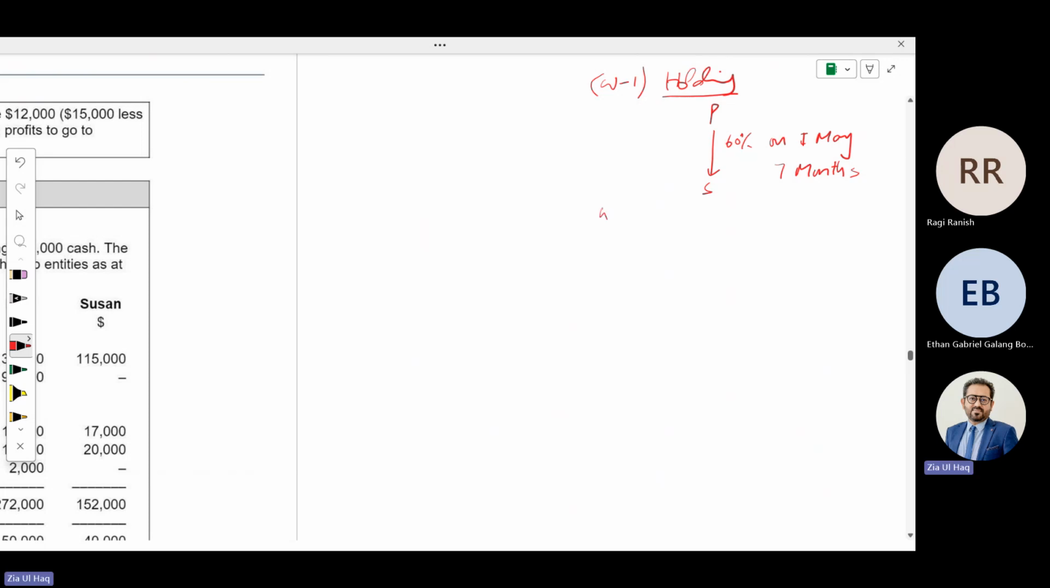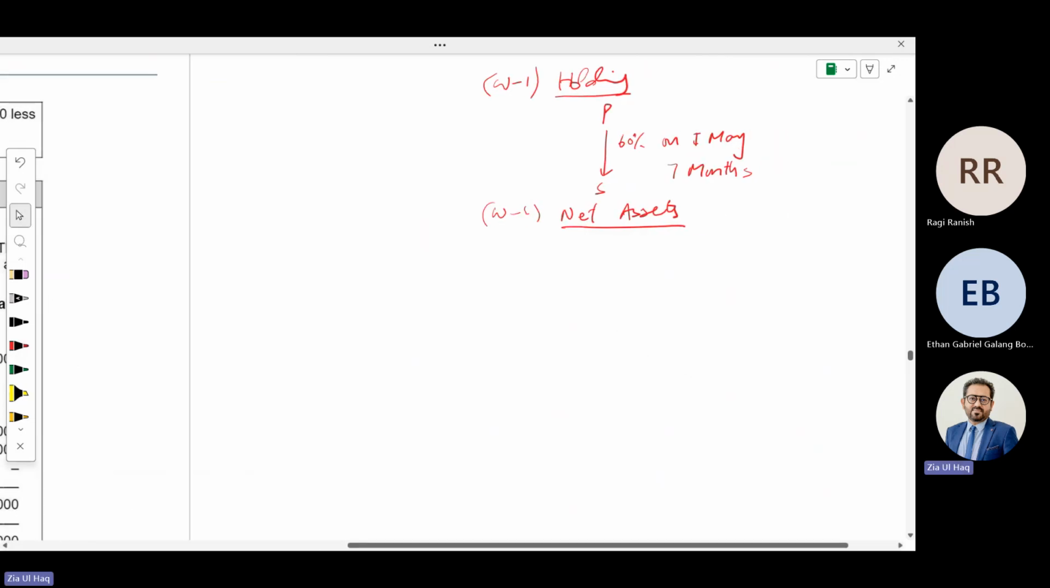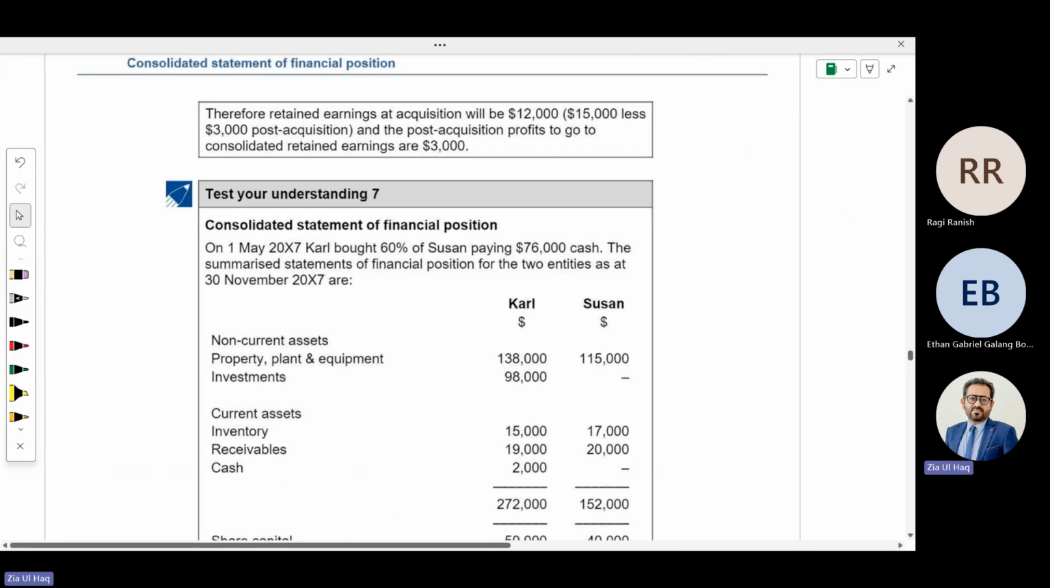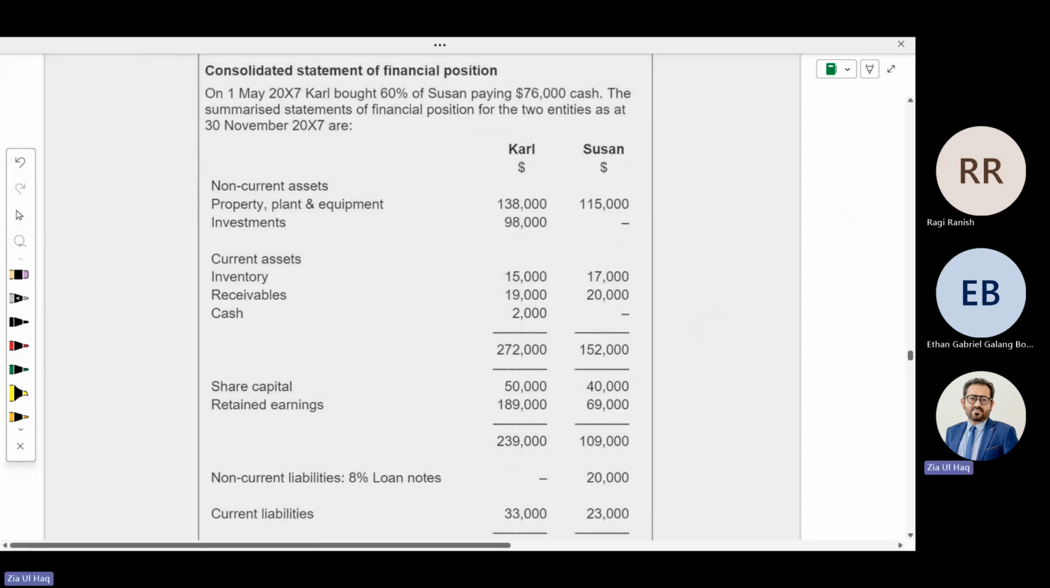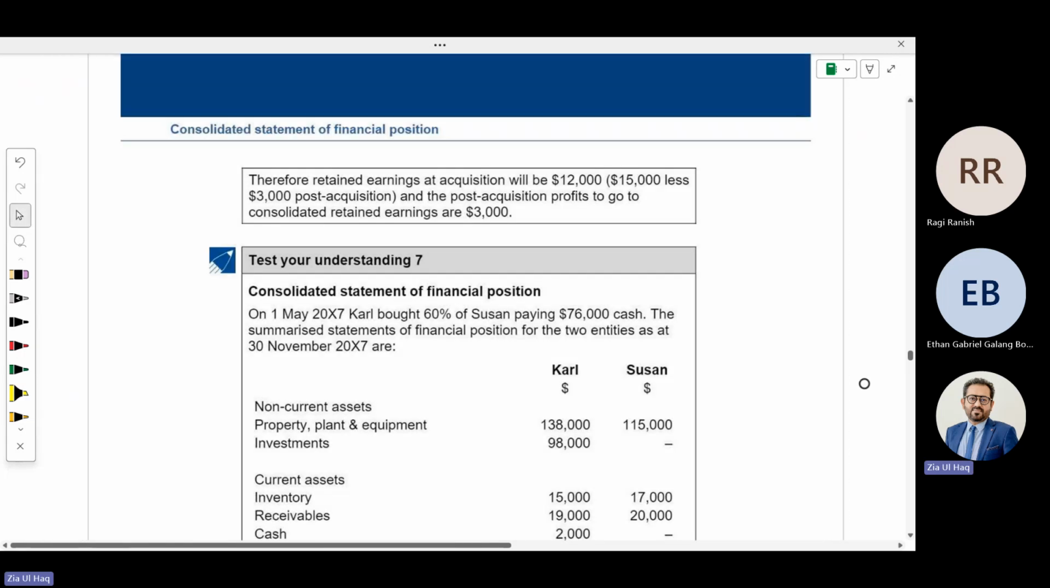The second working we perform to calculate net assets at the time of acquisition and at the time of reporting, and we calculate the difference of subsidiary only. If we see subsidiary results, there is a share capital given.